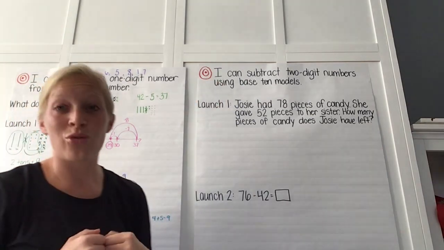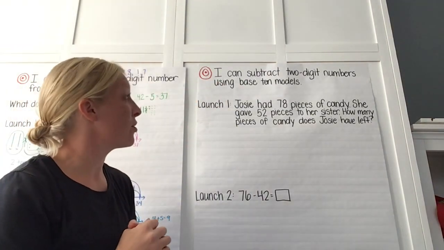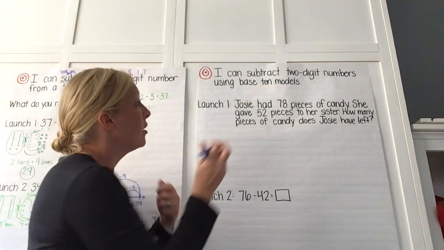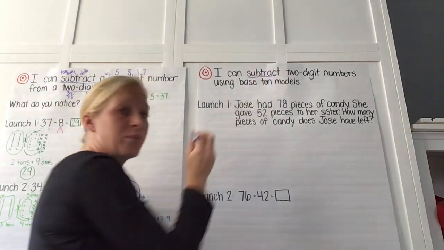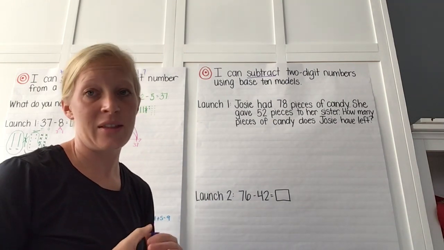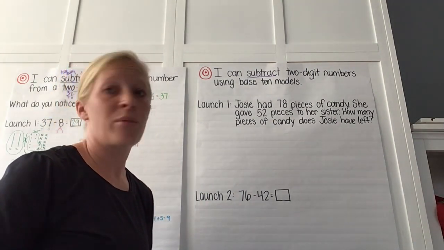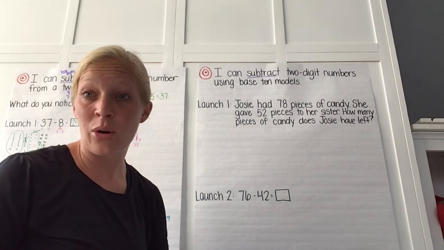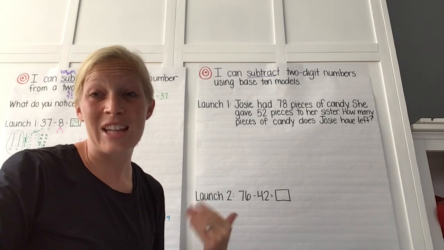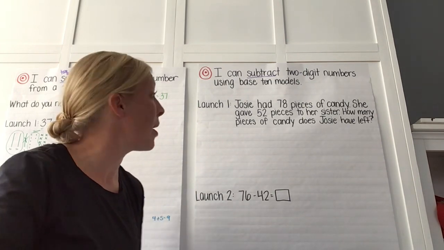I can subtract two-digit numbers using base 10 models. Now remember, when we're subtracting, what are we doing? We're taking away. Yes, we are finding the difference, okay? Is our answer going to be bigger or smaller than the number we're starting with? If we're taking away, we're going to a smaller number.